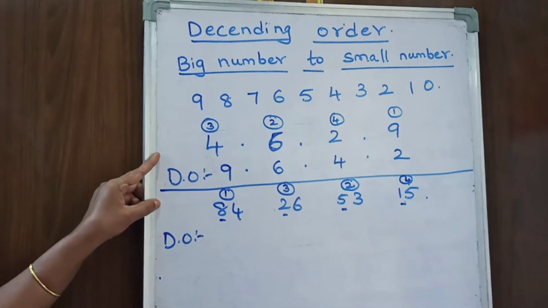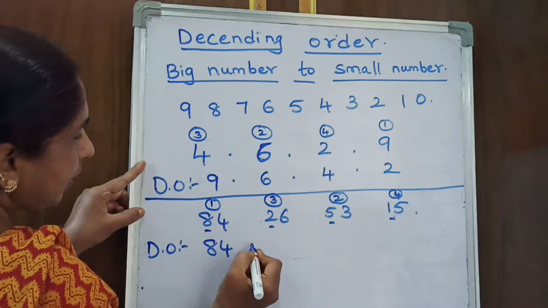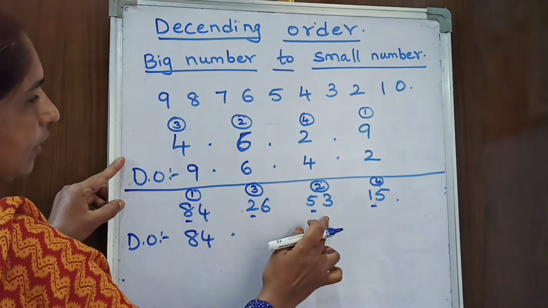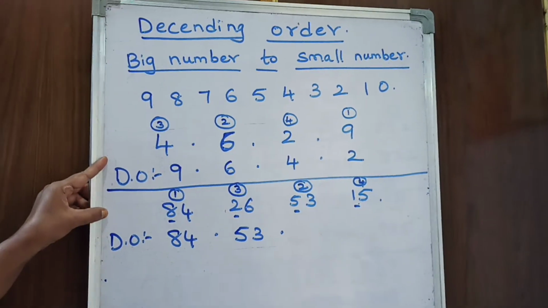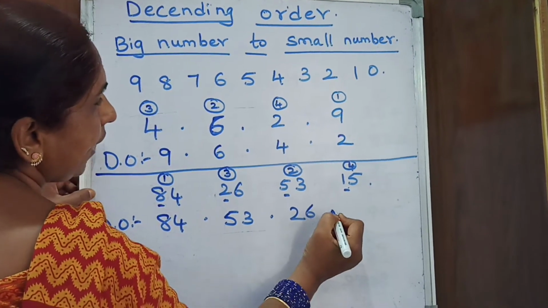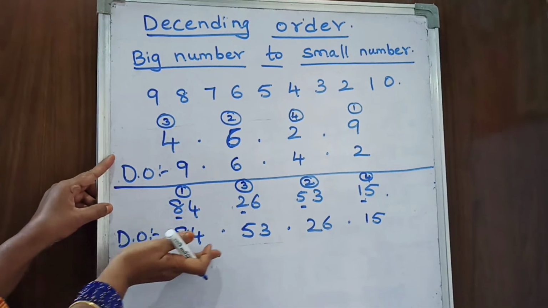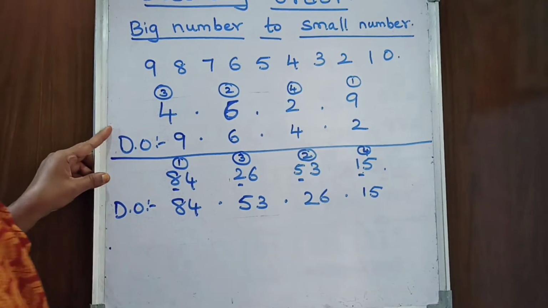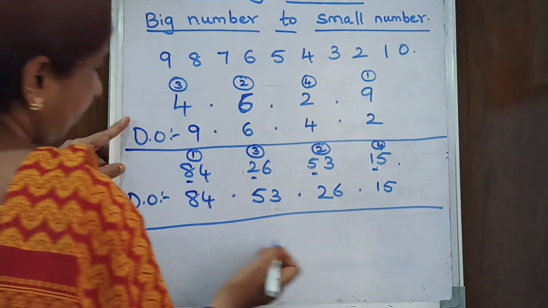So DO, descending order. 84 is the first biggest number. Then keep one dot, leave one box. After 84, which is the second one? 53. Again keep one dot and leave one box. Next, which is the biggest number? 26. And the last one is 15. See, from big number to small number. 8, 5, 2, 1. Is it clear, children? Now see another example.